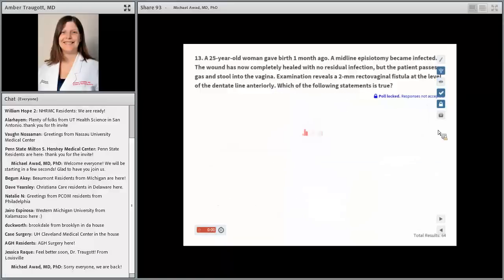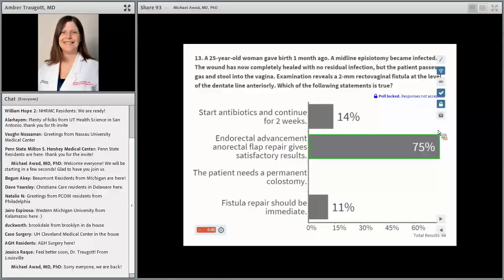So that's correct. An endorectal advancement flap gives satisfactory results. However, you want to wait about 3 to 6 months before undertaking this to allow some inflammation to subside, and about half of them will heal on their own without any intervention. So you want to give the patient a chance to resolve the problem before you intervene.